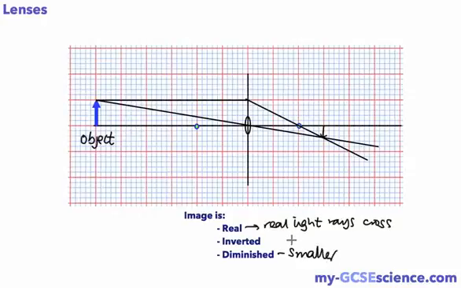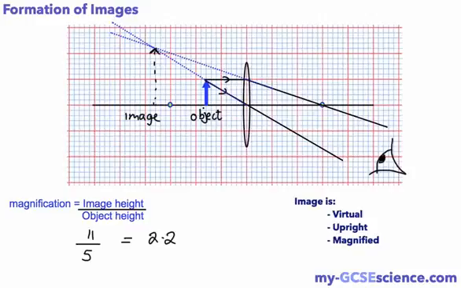Okay, so these are 3 features of our image when we have our object which is further away than our principal focus. Now, one of the things I've noticed on a few past papers is that every time they've asked a question about lenses, they've always asked how you know the image is virtual or how you know it's real. And it's very important that you're able to say how this is.